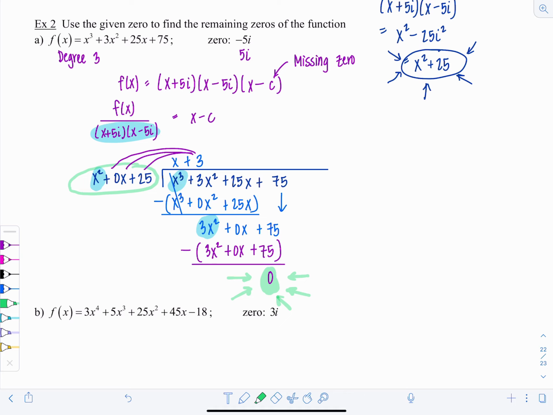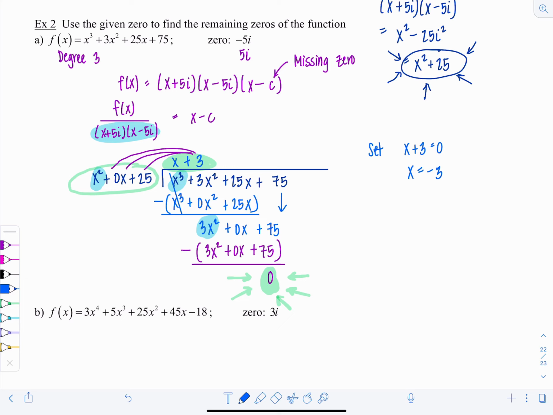All right, can you see what the remaining 0 is? It's staring us right in the face. x plus 3, I'm going to set that equal to 0. Yay. So let's set x plus 3 equal to 0. That means x is equal to -3.